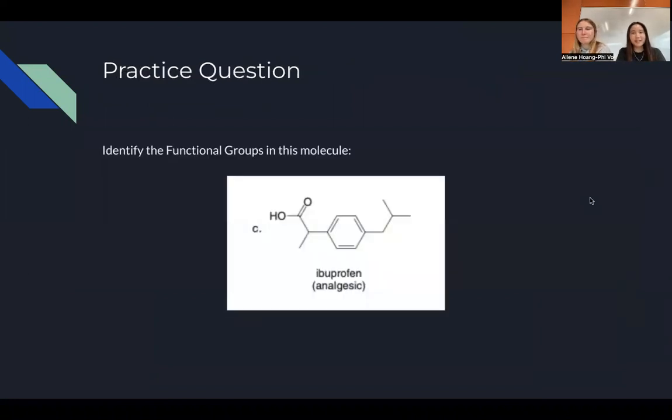And so we have a practice question. In this, we're just asking if you can identify the functional groups in ibuprofen. And we'll give you some time to figure that out. And also, as you're trying to figure this out, remember the importance of functional groups. They help determine the bonding and shape, the type and strength of intermolecular forces in the molecule, the physical properties, nomenclature, and chemical reactivity.